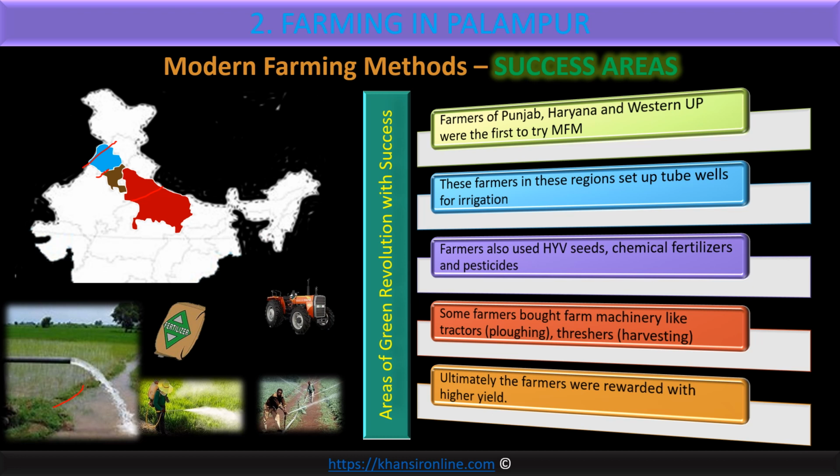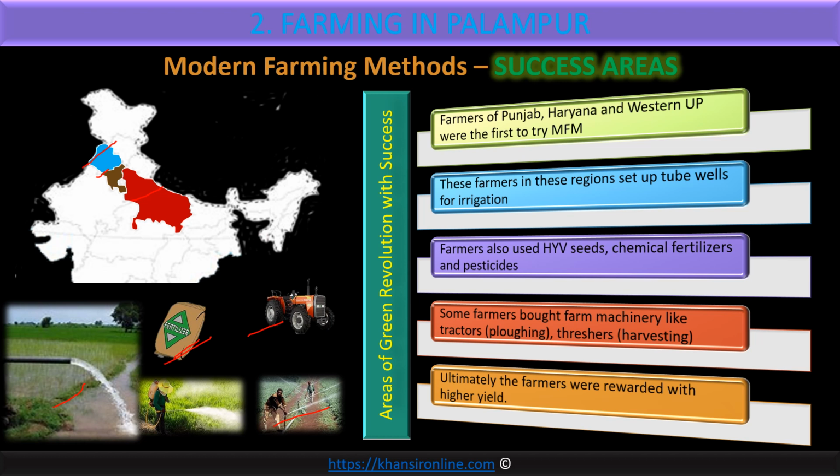They set up the tube wells. They bought machines. They bought fertilizers, pesticides. All these things these people did. And as a result, they were rewarded with higher yield. Soon, especially the farmers in Punjab, they became businessmen, agro businessmen like that. Even many of the farmers are in very good condition in Punjab. So the result was superb of the Green Revolution.